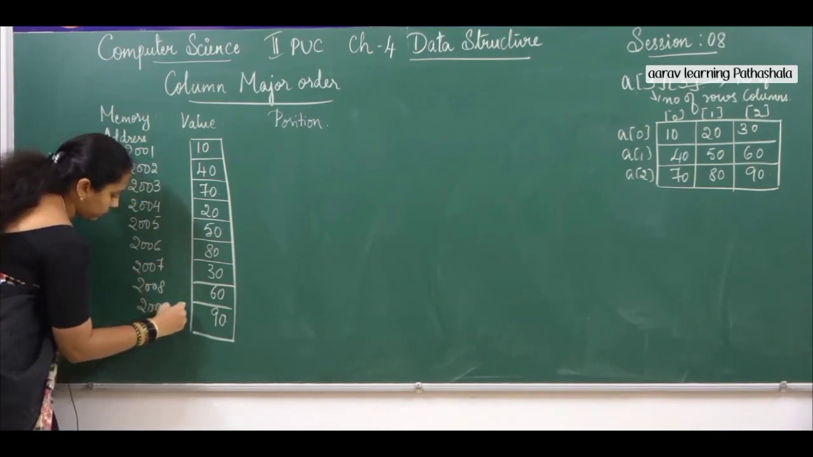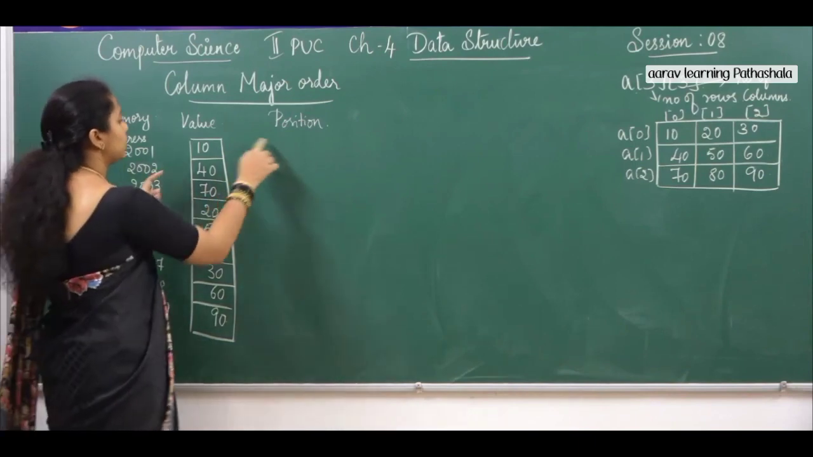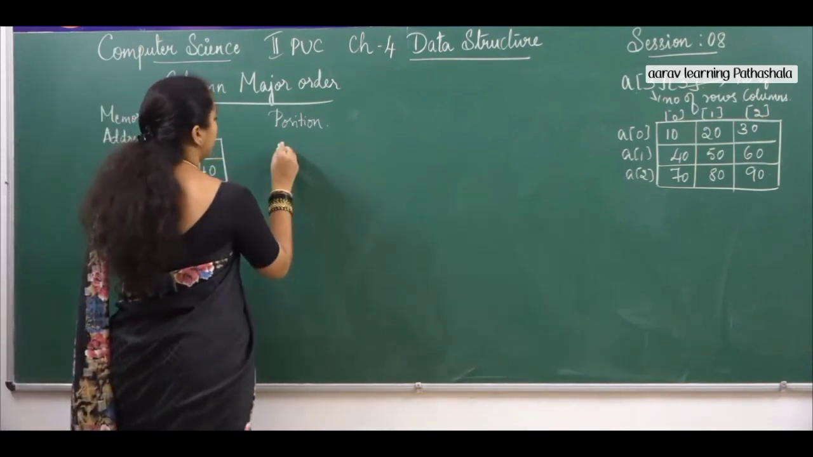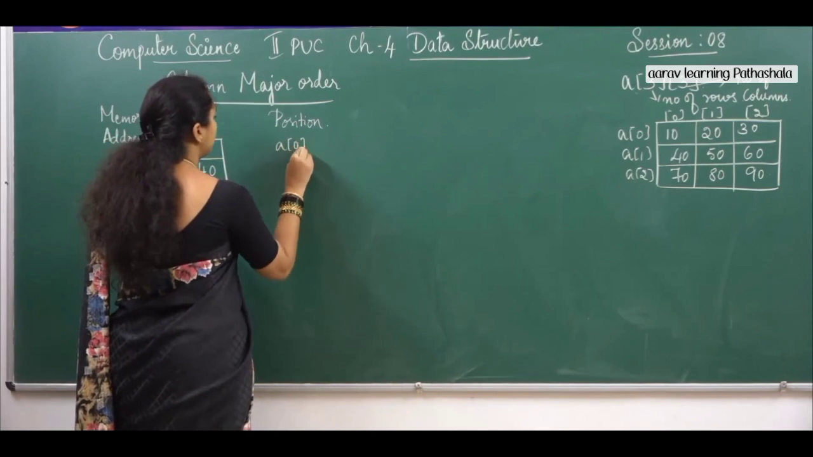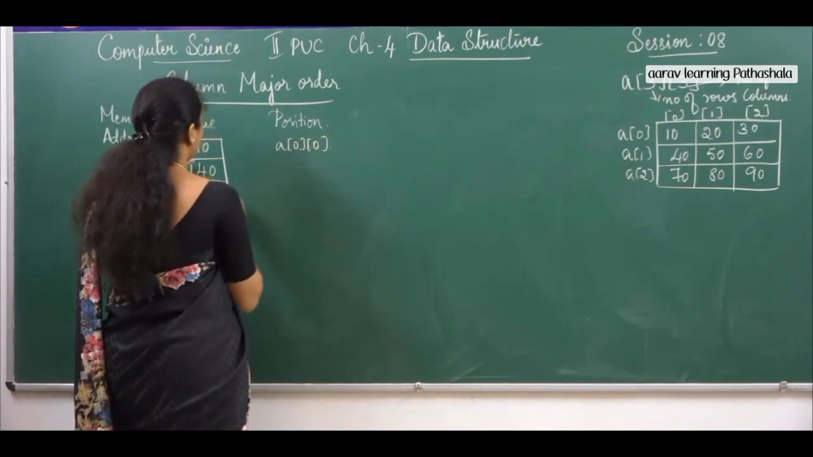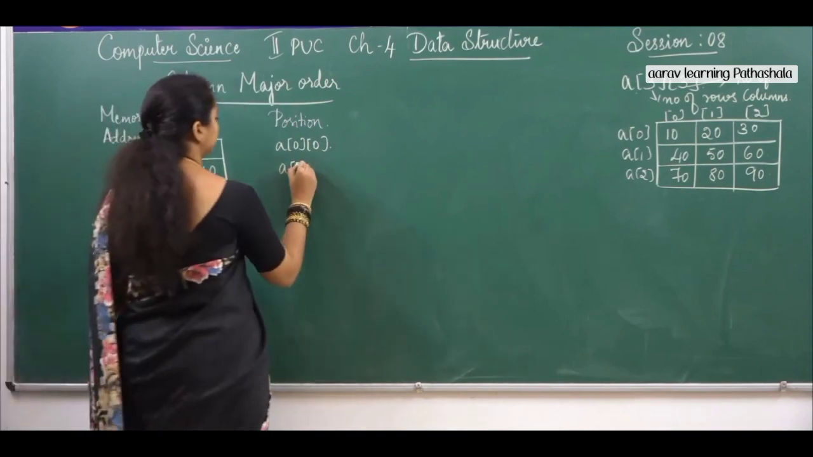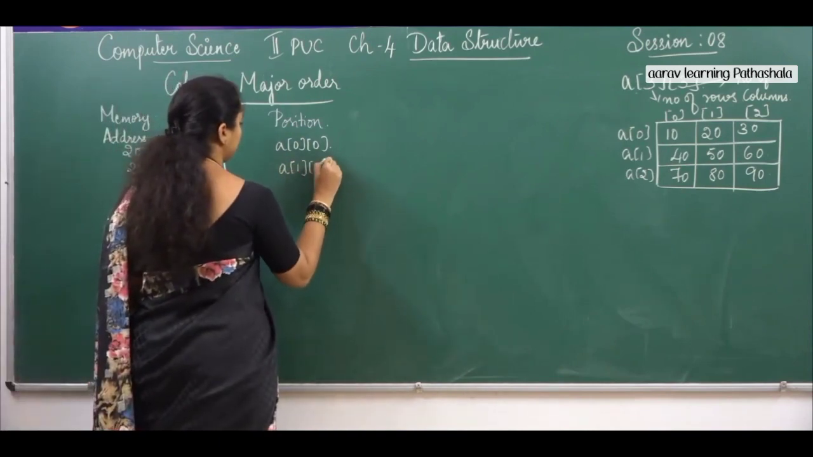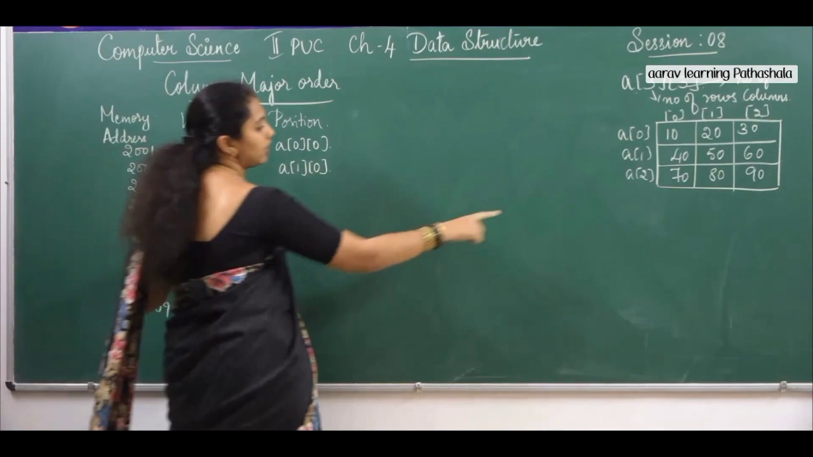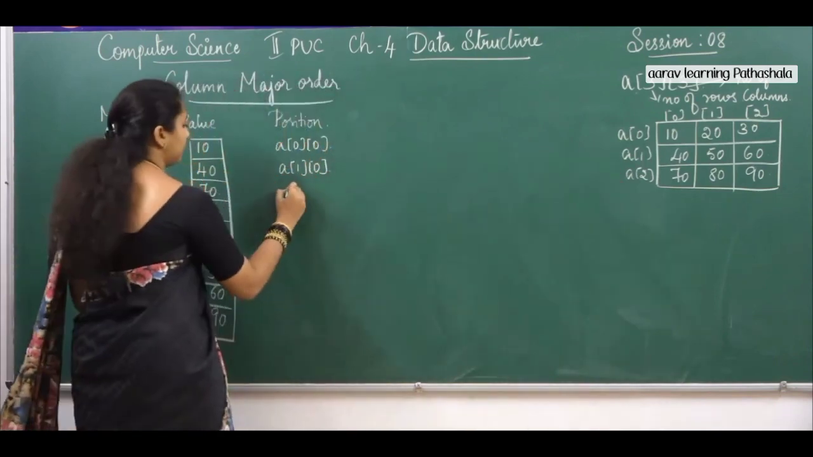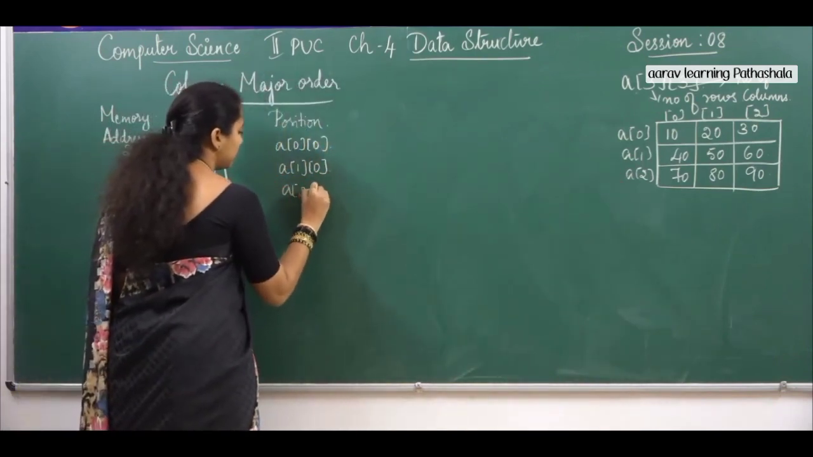So the position of 10 is A of 0, 0. The position of 40 is A of 1, 0. The position of 70 is A of 2, 0.